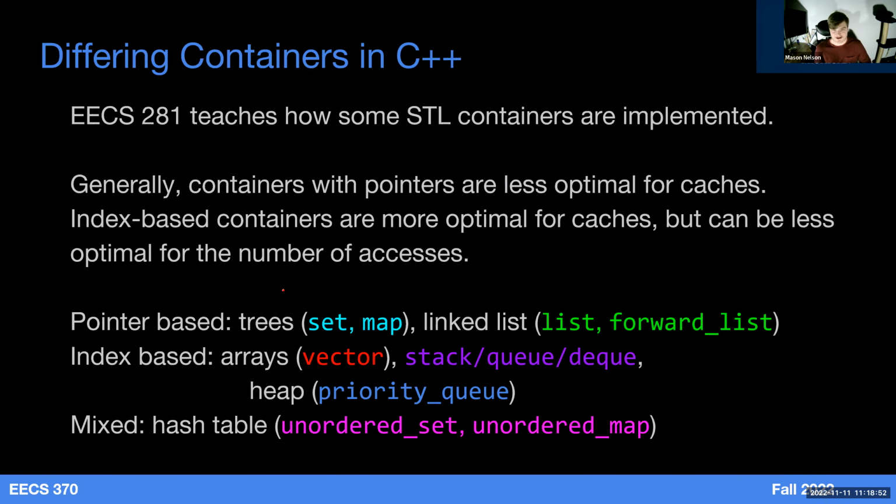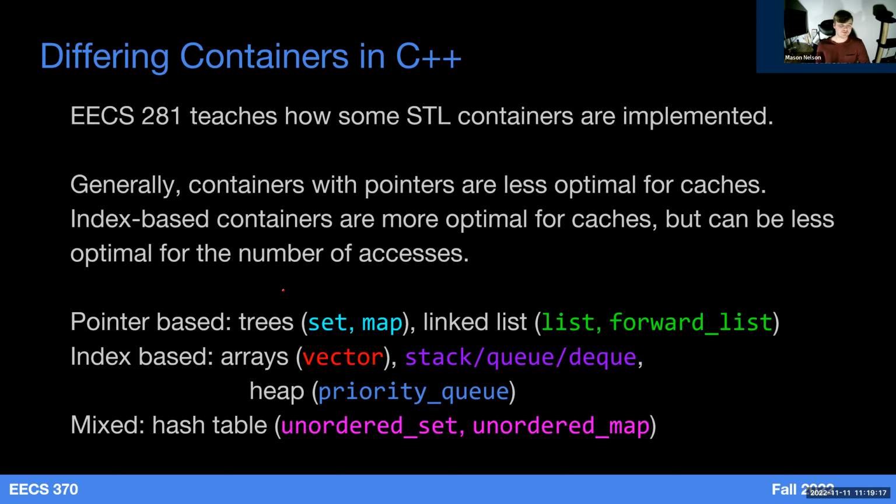We can kind of generalize this. We've been talking about the linked list, but there are other pointer-based containers that we have, especially in C++. If you've taken 280 and 281, you'll know all of these. But our trees, so in C++, that's the set and the map. Those are all pointer-based. They have pointers. They're all allocated on the heap with a new keyword.